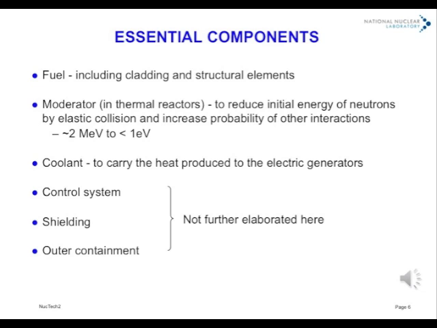Essential components. A reactor essentially comprises fuel, with which is included its immediate containment and structural elements, which can be substantial and complex, moderator, coolant to carry the generated heat to an electrical generating system much the same as in any other power station, a control system to hold the reaction at the required rate, shielding to prevent the escape of radiation, and an outer containment for weather protection and as a barrier in case of leaks.